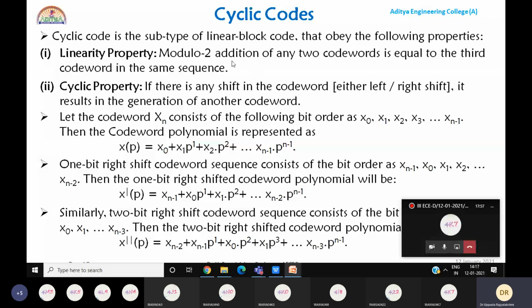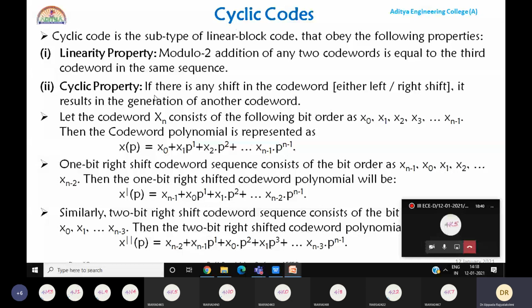For example, the sequence consists of some m number of code words. If you take the XOR of any two code words, then it will provide you the third code word in the same sequence. Okay, that is the linearity property. The cyclic code obeys the linearity property, and the second one is it also obeys the cyclic property. So what is the cyclic property? This is the new one. If there is any shift in the code word, either right shift or left shift, it results in the generation of another code word.